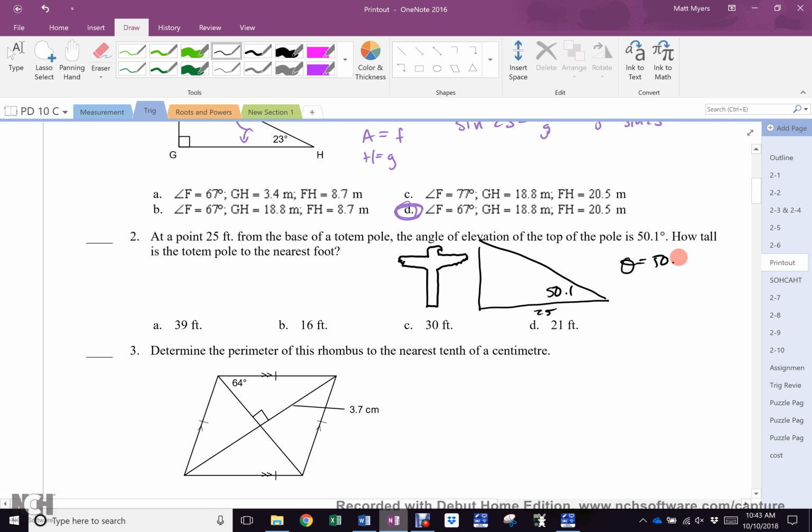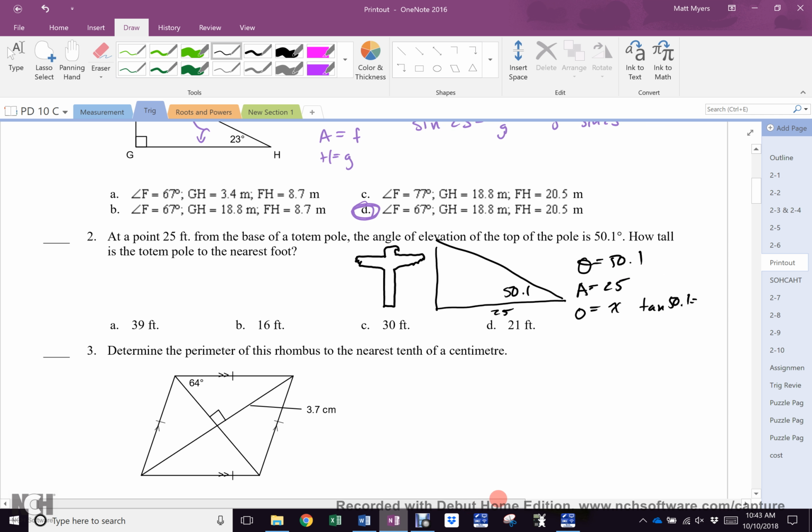Theta equals 50.1. Adjacent equals 25. You need the opposite, which is x. Tan of 50.1 equals opposite over 25. So 25 tan 50.1 is 30 feet. C.